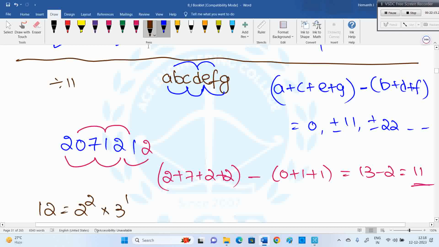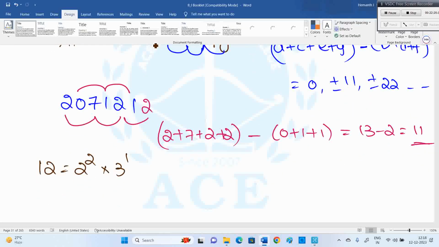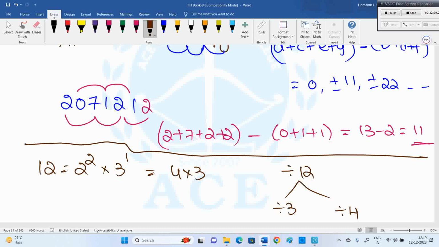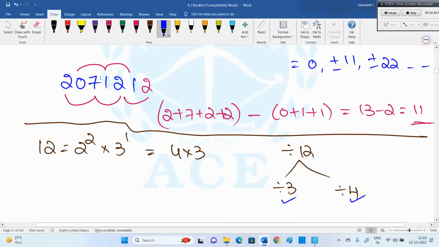So it's not the 2 and 6 rule. Don't say divisibility by 12 is a 2 and 6 combination. It should be a 3 and 4 combination. So if you want to check whether the given number is divisible by 12, it should be divisible by 3 and 4. The divisibility rule for 3 is the sum of digits. The rule for 4 is the last 2 digits. Excellent.